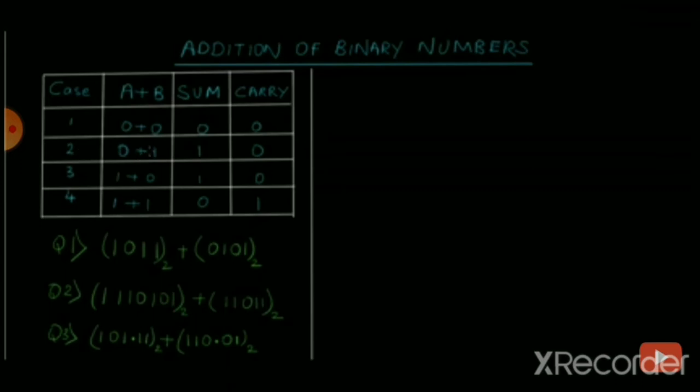So case 2 is 0 plus 1, which would give us sum of 1 and carry would be 0. Case 3 is 1 plus 0, which would again give you the sum of 1 and carry would be 0.